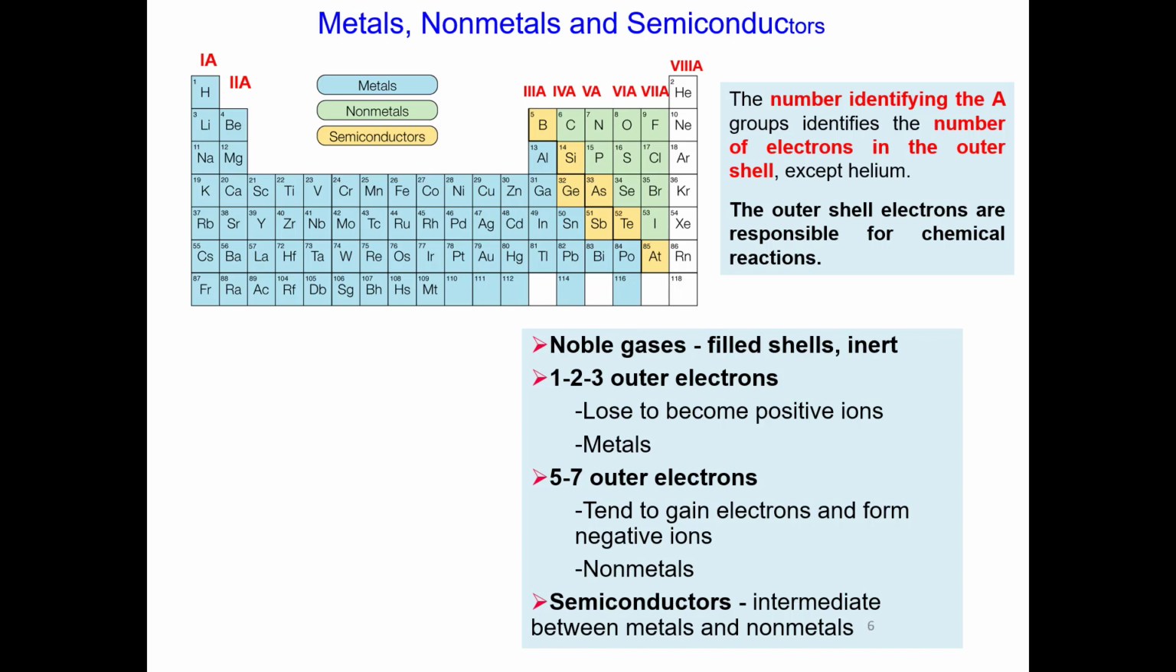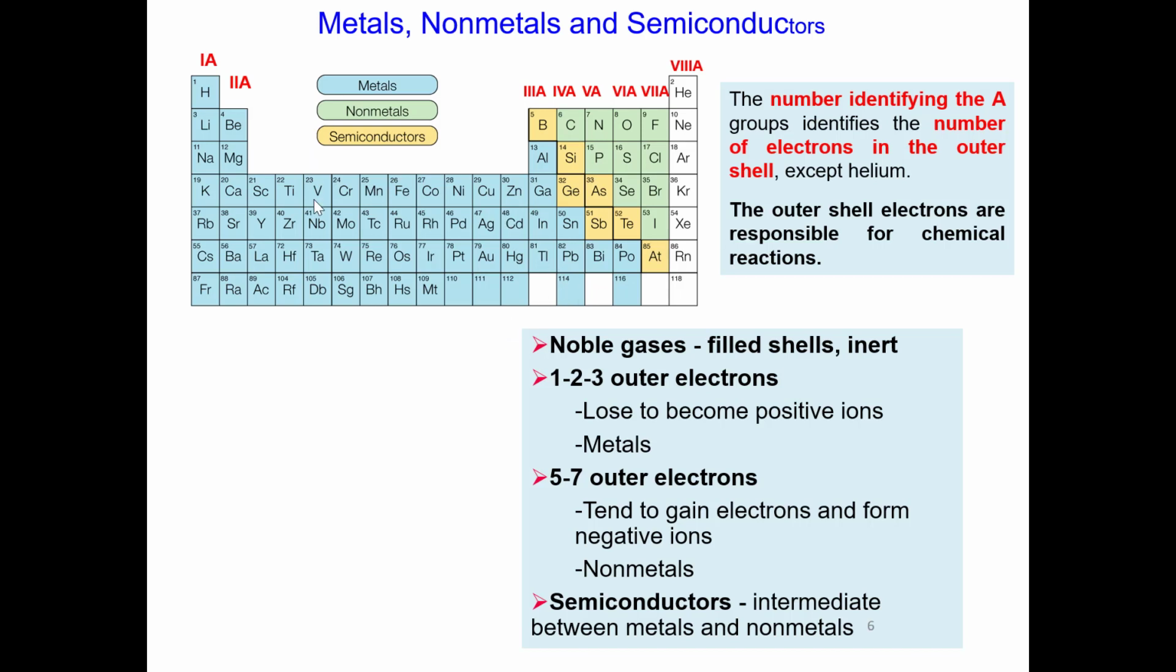Then here I just want to review again what we said before. The number identifying the A group identifies the number of electrons in the outer shell, in the last shell, except for helium. Remember, helium should be here, because the properties of helium are similar to the properties of this element. This is why it's here. But this number tells you the number of electrons in the outer shell. And why is it important? Because the outer shell electrons are responsible for chemical reactions.